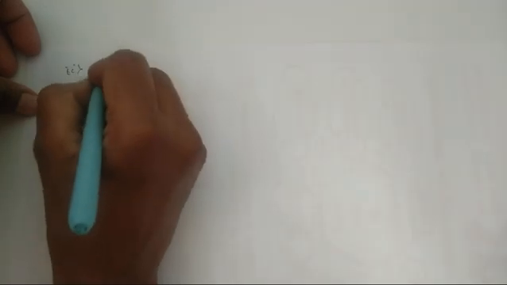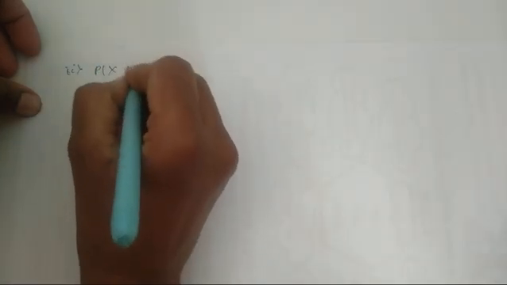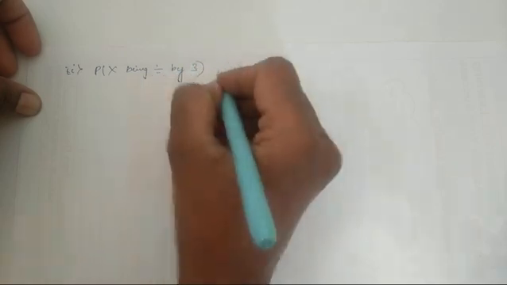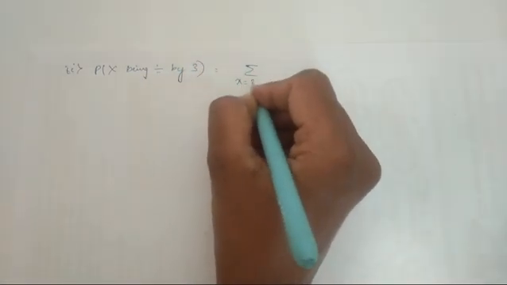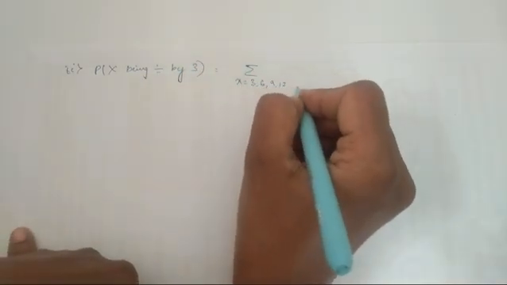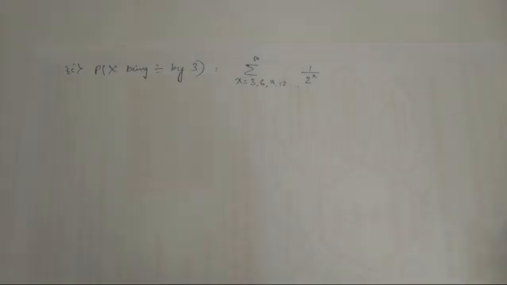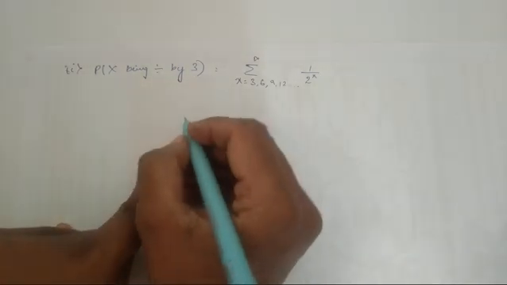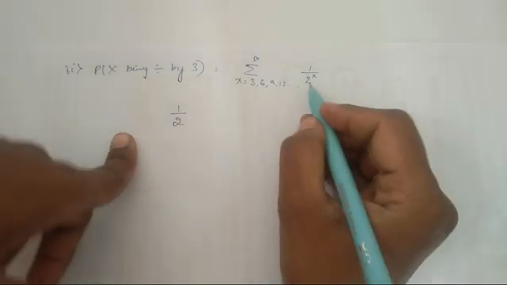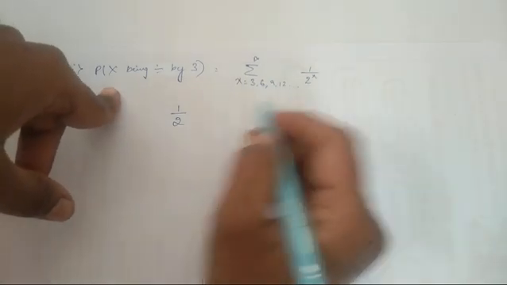Similarly, we can solve for when x is a multiple of 3, or divisible by 3. For that, case 2: probability of x being divisible by 3, which is equal to the summation over x equal to 3, 6, 9, 12, and so on up to infinity. The function is 1 divided by 2 power x, so substitute the values of x as 3, 6, 9 and so on.